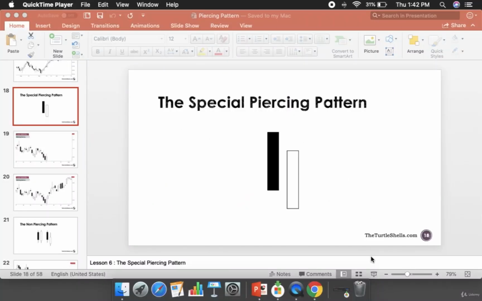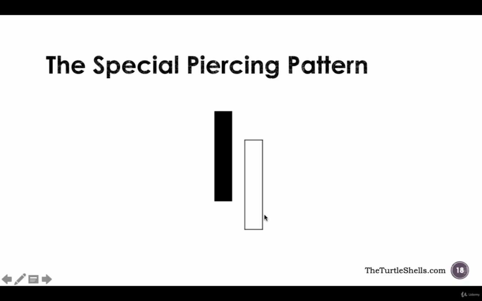Alright, now let's have a look at the special piercing pattern. Special piercing pattern is a very rare pattern. This is how it looks. It comes after a downtrend. It satisfies all the conditions of the piercing pattern. What is different here? Both the candles have no shadows. Now this is going to be a very rare situation.